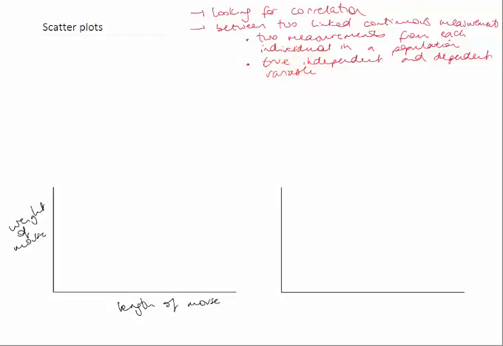So maybe we want to look at the weight of mouse, and we're looking at the amount of fat in the diet that the scientists gave them. So is that going to affect their weight? Okay, so this is the independent, and this is the dependent variable. And then we can draw with a line of best fit, probably.